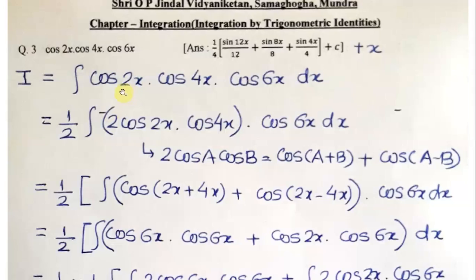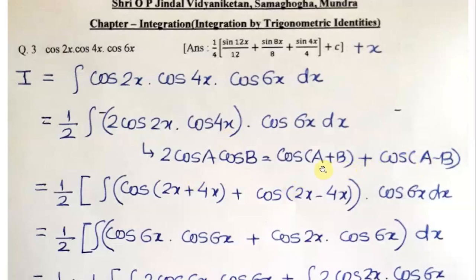But how can we solve this question? First of all, I am taking these two terms and multiplying by 2, and to balance it I am dividing by 2. The 2 and 2 cancel, and we get the original term again. But if I write these two terms along with 2, then I get them in the form of 2 cos A cos B, where A is equal to 2x and B is equal to 4x. So the formula I am applying is cos of A plus B plus cos of A minus B.